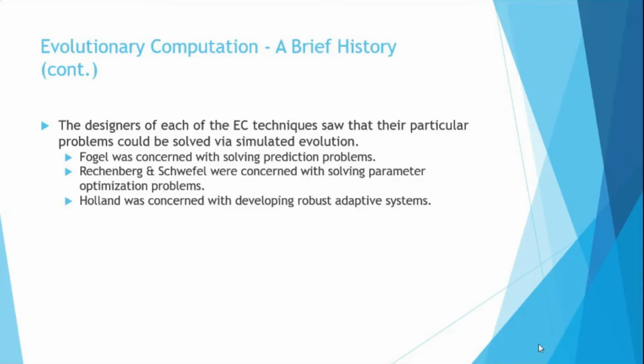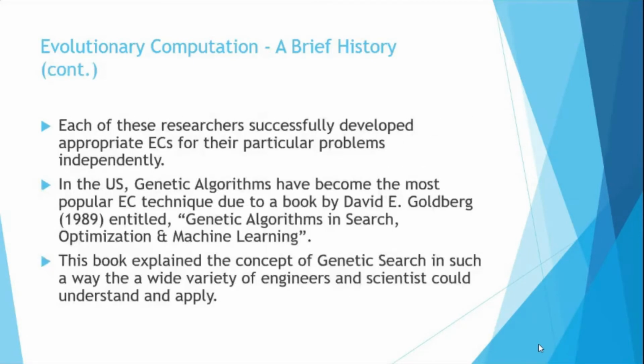It was an attempt to solve all the problems which cannot be solved using our conventional or classical solution methods. So that is the condition. Then each of these researchers successfully developed appropriate ECs for their particular problems independently. That is, these three categories of researchers developed their own algorithms or their own evolutionary computation procedures for their own problems.